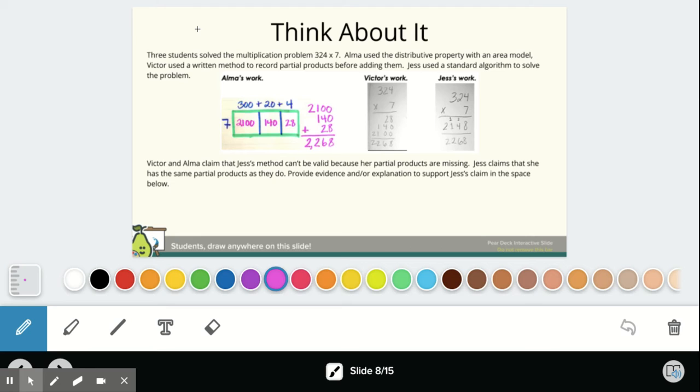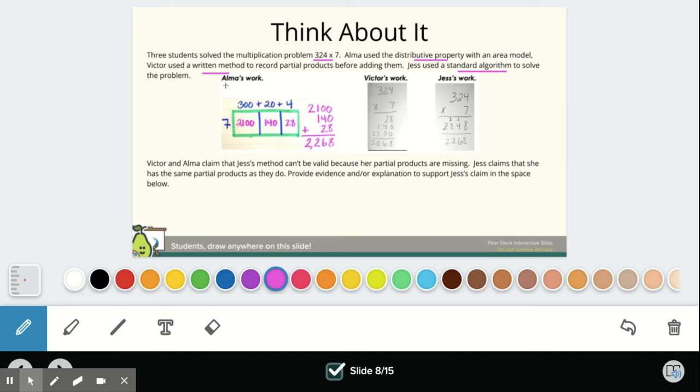All right, scholars, let's take a look at the Think About It. Three students solved the multiplication problem 324 times 7. Alma used the distributive property with an area model. Victor used a written method to record partial products before adding them. Jess used a standard algorithm to solve the problem.